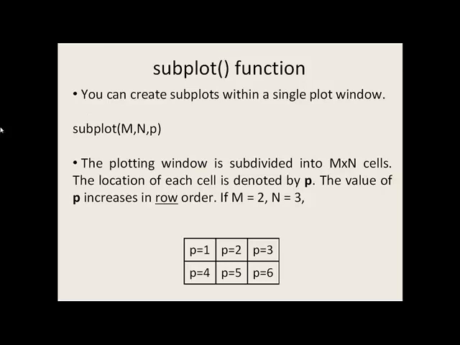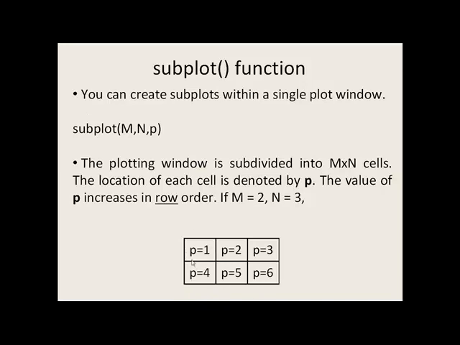You can create subplots within a single plot window using the subplot function. The subplot function has three arguments. The first two arguments, M and N, determine how the plotting window will be subdivided. It will be subdivided into M rows and N columns. The last argument, P, refers to the location of a particular cell. So if M is 2, N is 3, we have 2 rows, 3 columns.